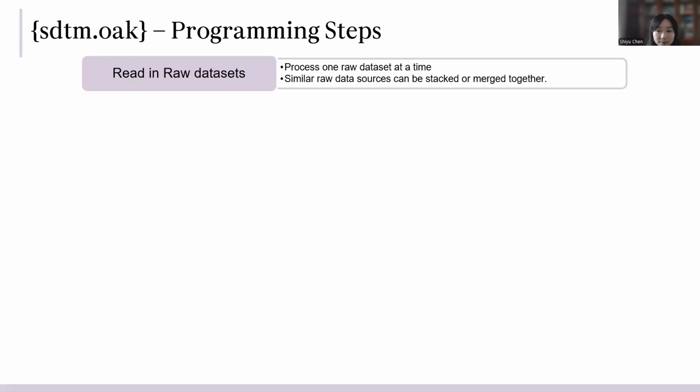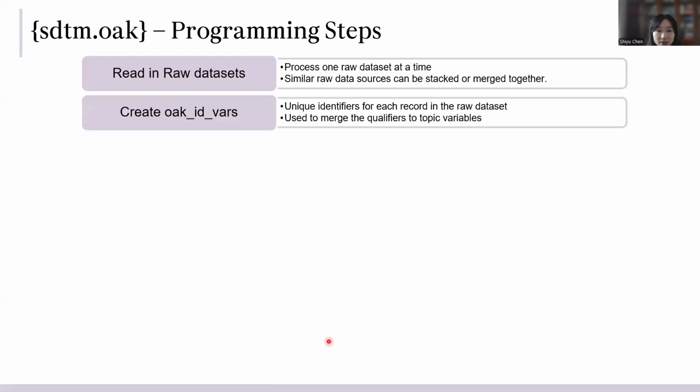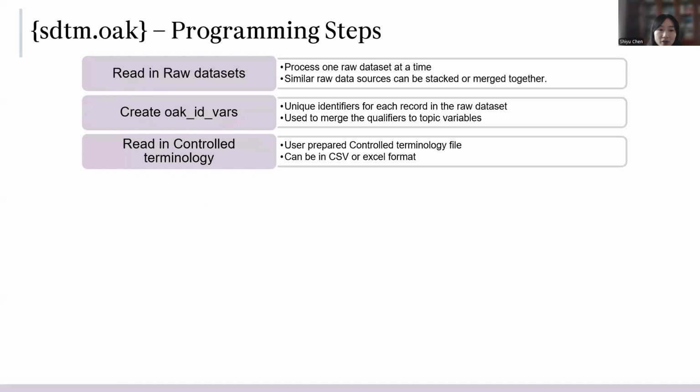or merge them together. And then we introduced this concept called oak ID vars. Oak ID vars is a group of variables that can be used as unique identifiers to uniquely identify each record in the raw dataset, and they will be used to merge the qualifiers to the topic variables. And then we need to read in the user-prepared control terminologies file, either in CSV or Excel format. So these are the three required elements before we can use sdtm.oak to do the mapping.